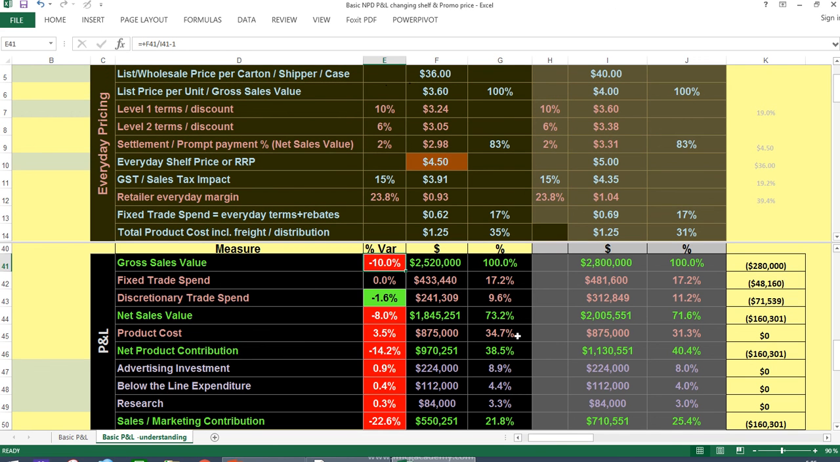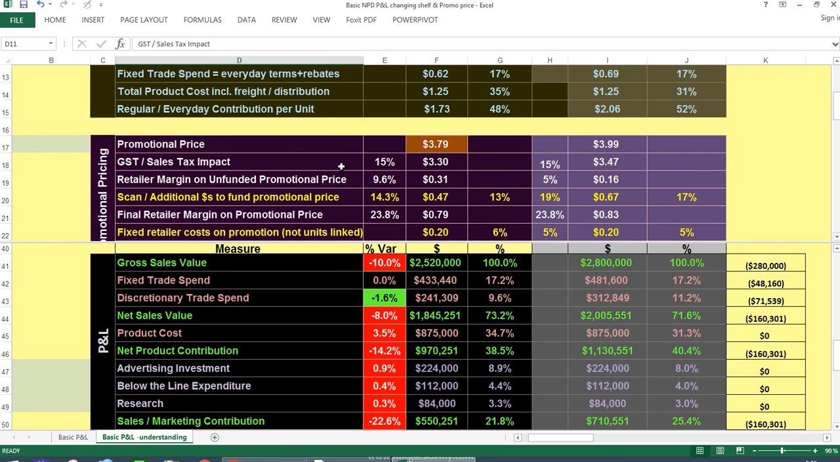But then that absolutely changes the whole P&L. The gross sales dives by 10%, which is the number we brought 40 down to 36. So 40 coming down to 36, that was 10%. $280,000 goes away straight off the top line. You get back a bit in both your trade spend, so that combines to about $120,000 coming back, and then you lose $160,000 net on net sales, 8% down, and that cascades all the way down, and now you're sitting 22% below your original profit projections, which is not a scenario you want to be in.